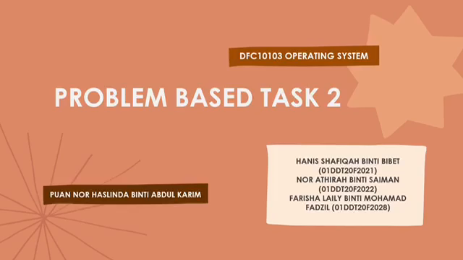My name is Nur Atira binti Saiman and my registration number is 01DDT20F2022. Along with me, we have Hani Syafiqah binti Bibit with registration number 01DDT20F2021 and Farisha Laili binti Muhammad Fazil with registration number 01DDT20F2028.